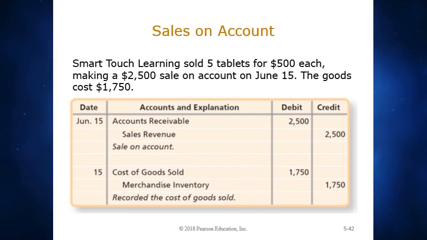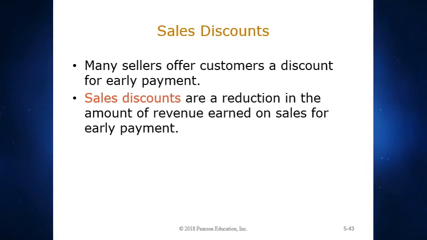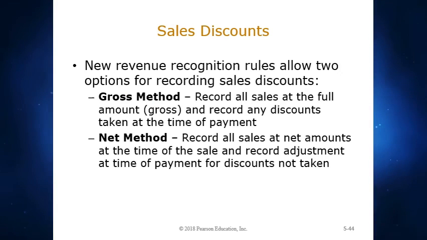If we're doing it on account, it looks like this. So they bought 5 tablets in this case, so accounts receivable increases by $2,500, sales revenue increases by $2,500, cost of goods sold increases by $1,750, merchandise inventory reduces by $1,750. If we have a sales discount that's happening, again, we're going to take that right away. We're going to assume that they're going to utilize that sales discount.